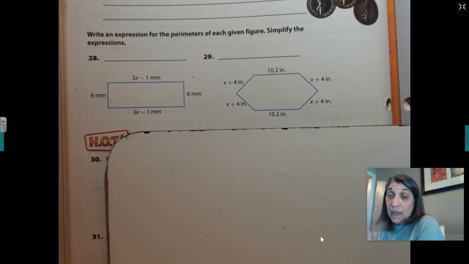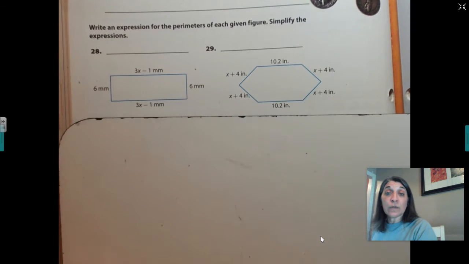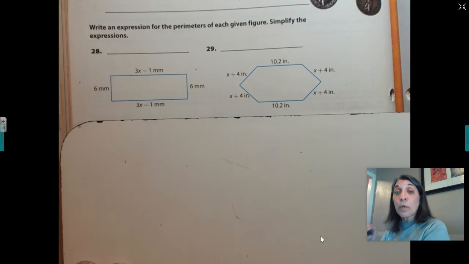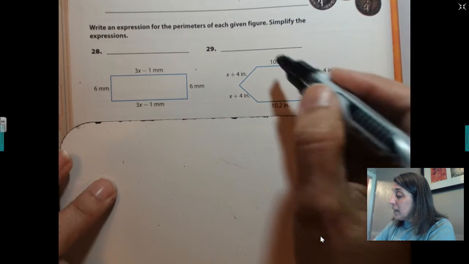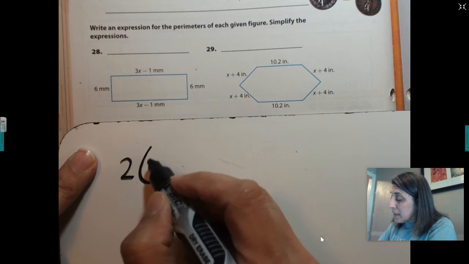I mean, that's just crazy. You can if you want, but it's not efficient, and I wouldn't recommend it, because you're smart and you know how to use the distributive property. And because it's perimeter, we're just adding. So I'm going to start with the 10.2 inches. I have 2 of them, so I'm just going to do 2 times 10.2.